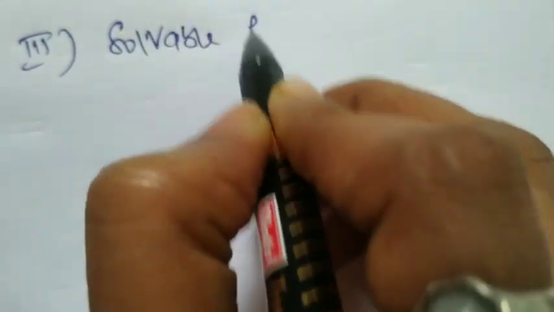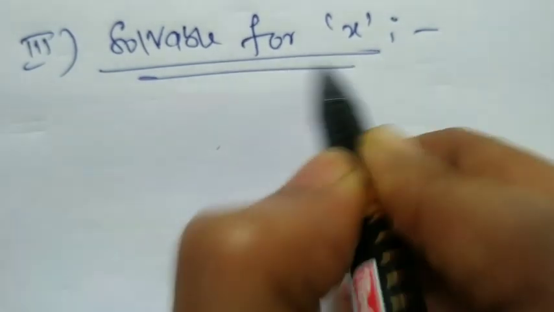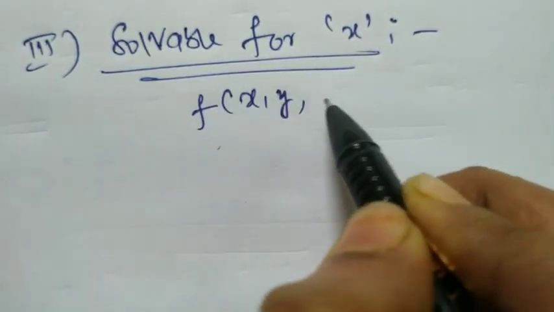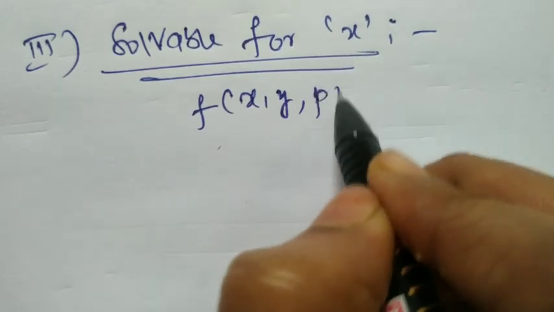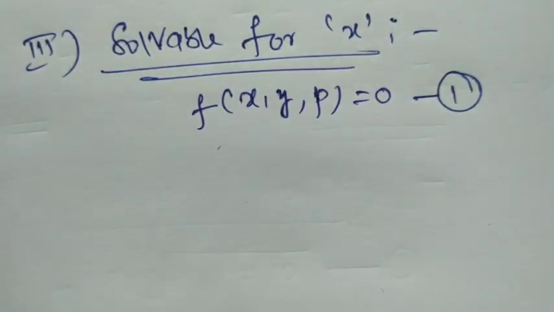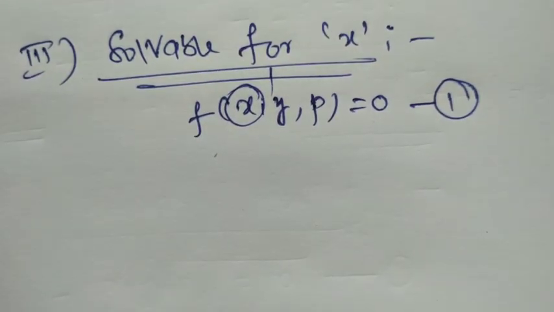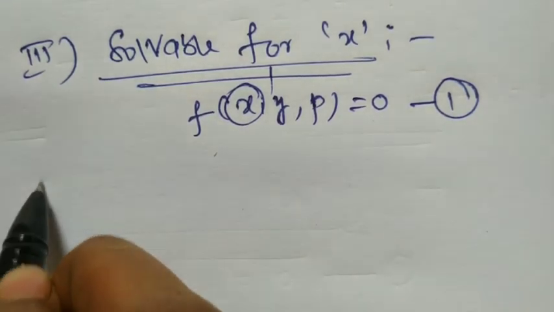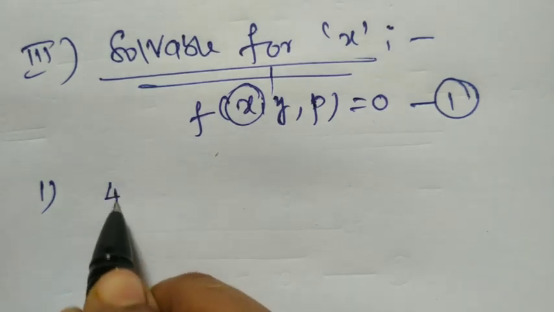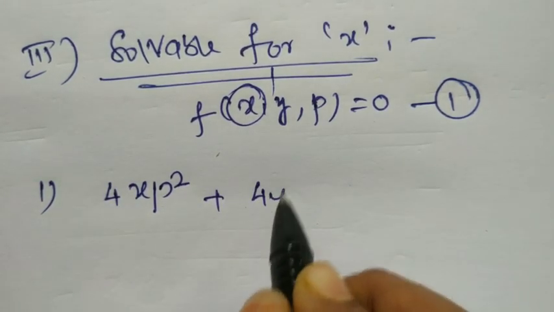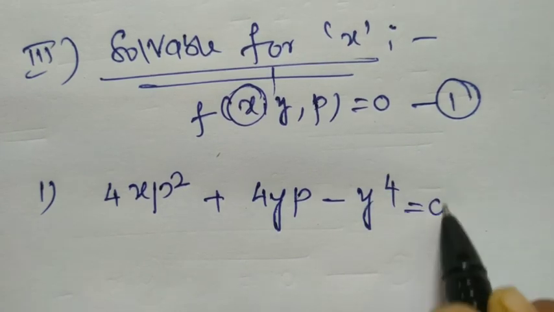Next, the third one, solvable for x. In this given equation, it is in the form of f of x comma y comma p equals 0. So this is also first order but not first degree differential equation. How do we recognize these problems? The power of x is 1, then we solve problems using this method. I am taking one problem, that is 4xp square plus 4yp minus y power 4 equals 0.